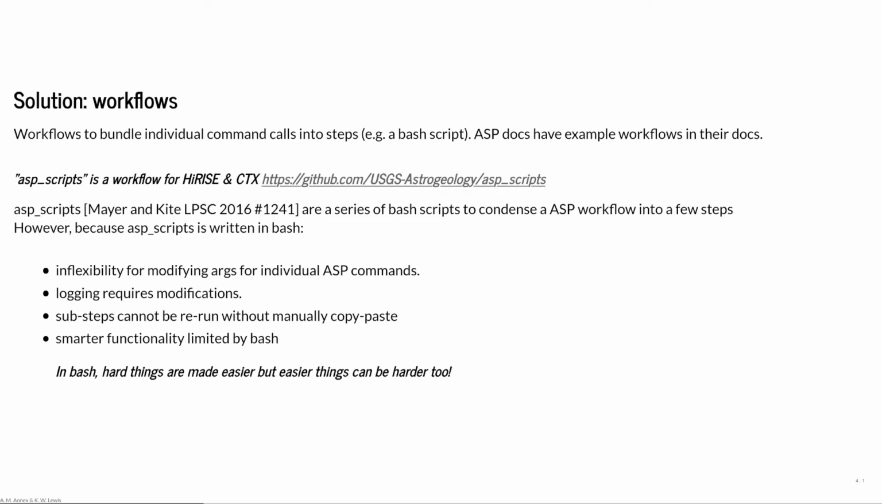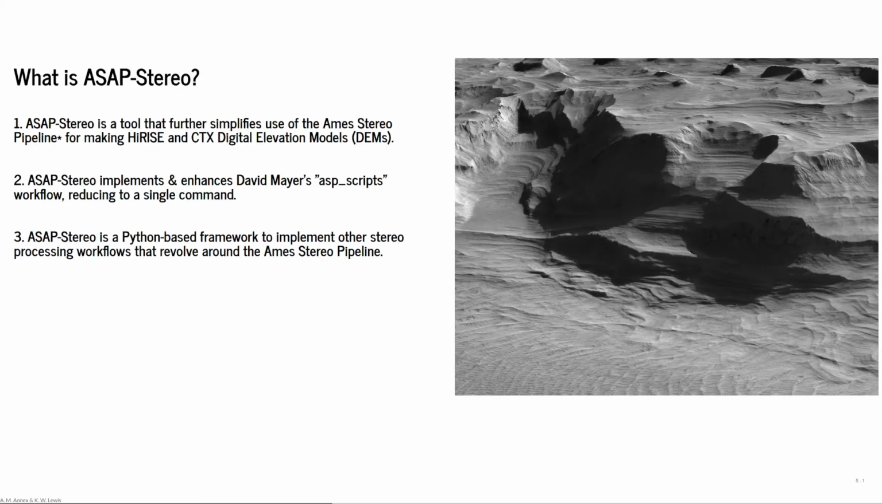And so I made a pivot to re-implement the ASP scripts workflow into something easier to modify, in this case Python. The result of that effort is my open-source tool called ASAP Stereo, or just ASAP for short. ASAP is a re-implementation of the ASP scripts workflow with added enhancements in Python. ASAP exposes each step in the workflow as Python functions that can be called individually or in groups of meta-steps.